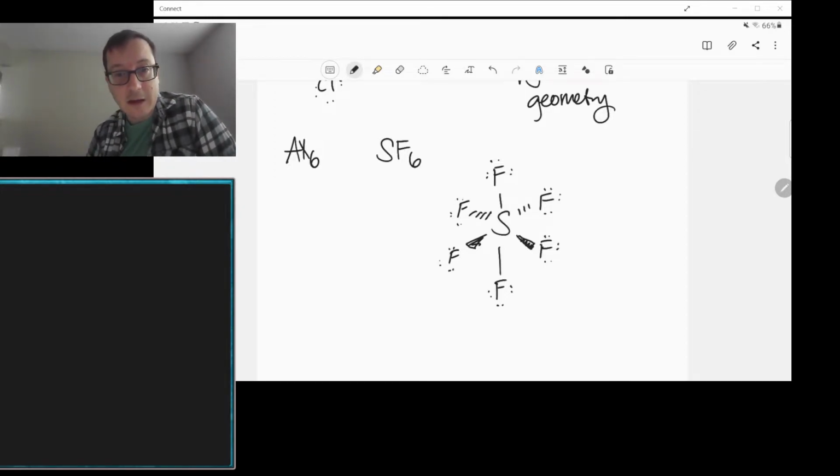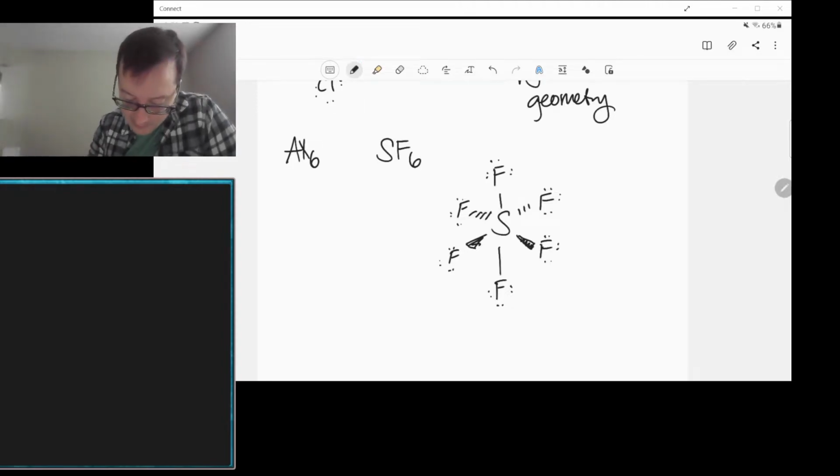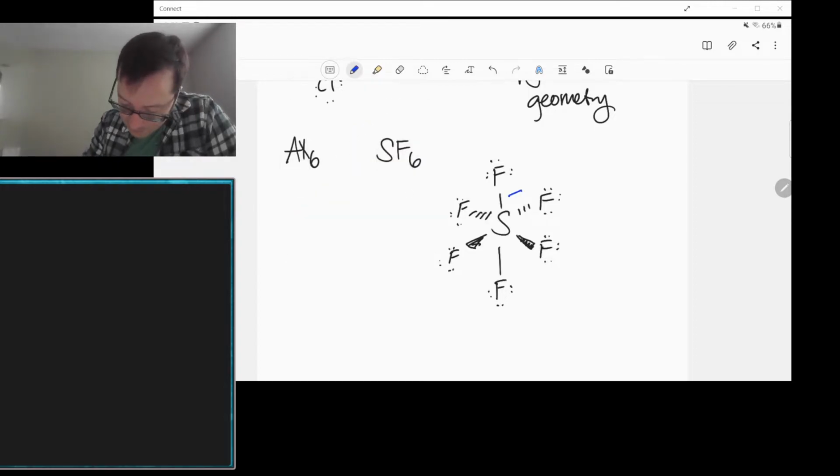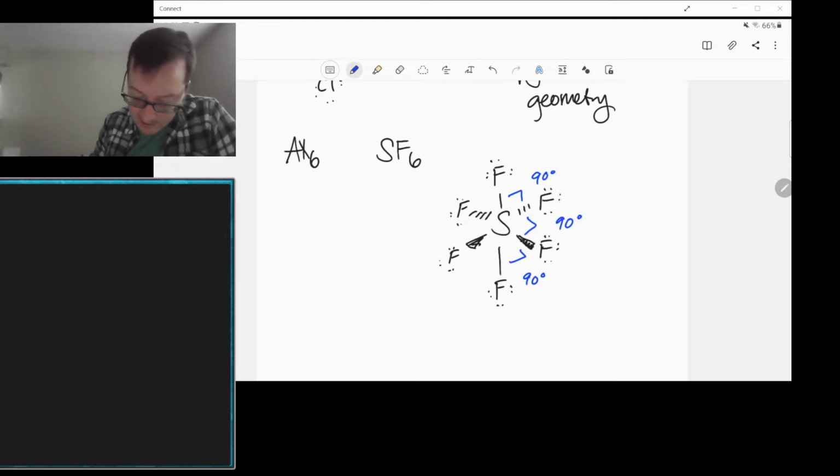But instead, we now have four-sided pyramids. And we're going to see that now we've just added a third one, or a fourth one, into our equatorial place. And we're going to see now all of these angles are 90 degrees to each other. All these angles are 90 degrees. And this shape is going to be called octahedral.